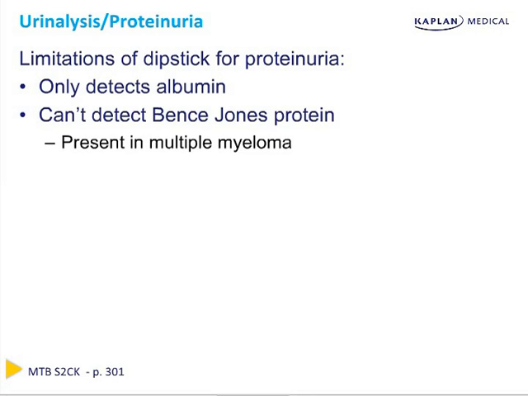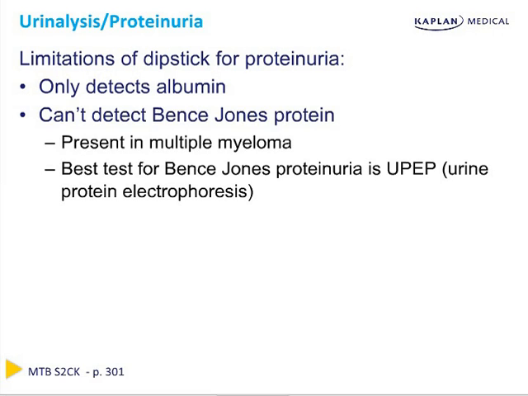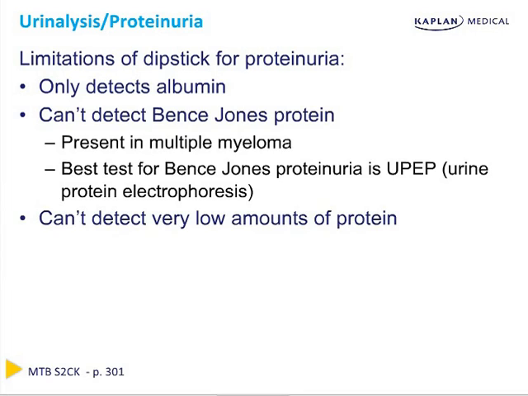So what test would you order if you were looking for Bence-Jones proteins? The correct answer here is UPEP. That stands for urine protein electrophoresis. The final limitation of the dipstick is that it can't detect very low amounts of protein, like 50 to 250 milligrams per 24 hours.